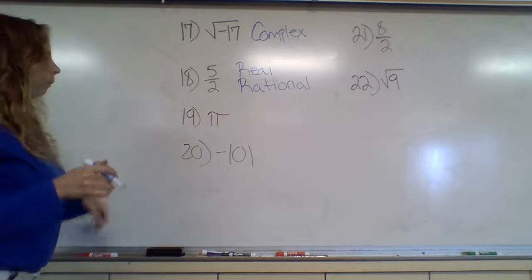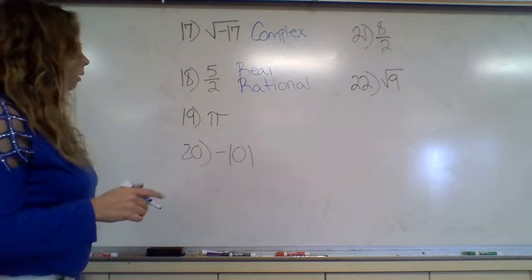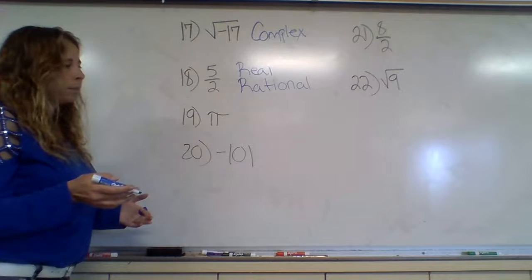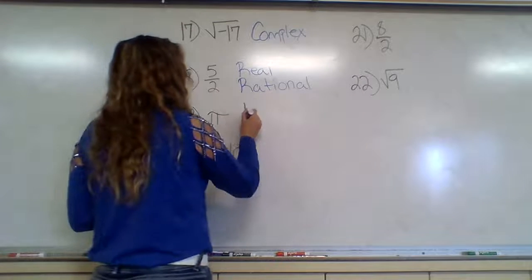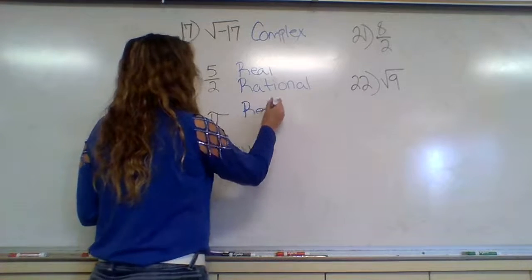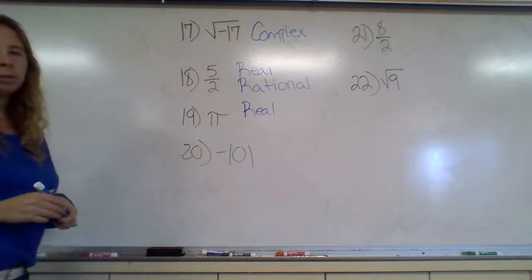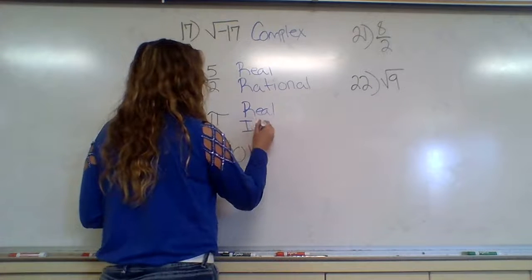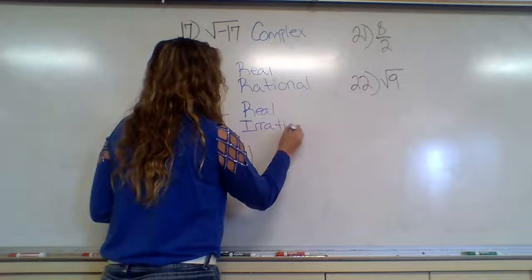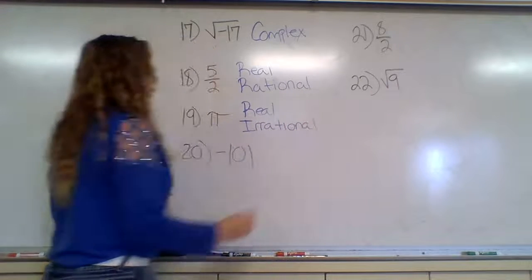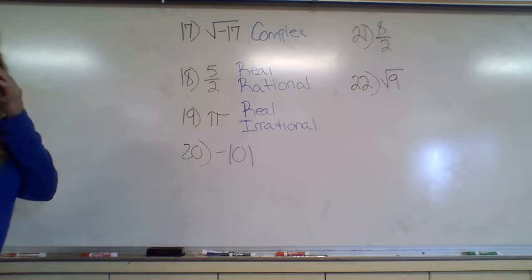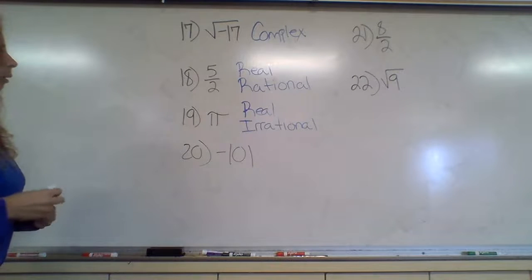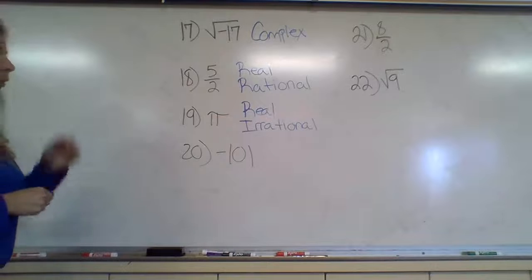Okay. Pi. Is pi real or complex? Real. Is pi rational or irrational? Irrational. This decimal goes on forever without repeating. So it is irrational.